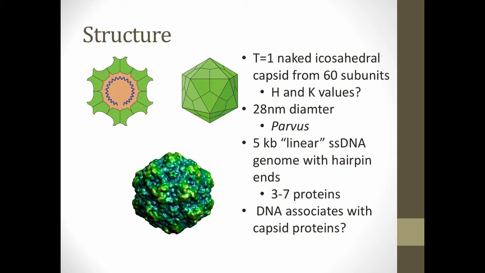So, standard stuff, structure of these viruses: T equals 1 naked icosahedral capsid from 60 subunits. Because you guys have had a few of Dr. Stedman's tests, you know that he likes questions that go beyond that. From this information, you can hopefully arrive at the H and K values. You can also compare this structure to other viruses that you've talked about, because you know that he also likes comparison questions.